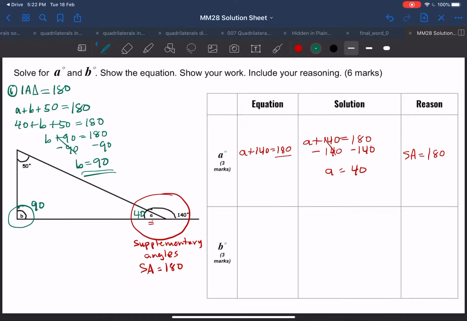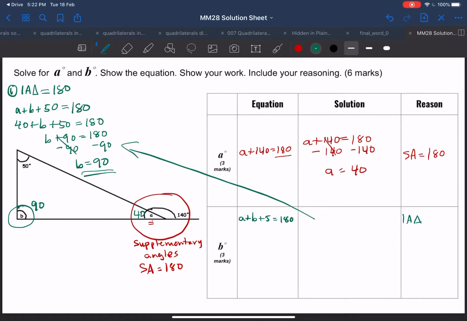It needs to be said in the instructions, or there needs to be this right angle sign. If none of those three are present, then you cannot assume that it is 90. I just want to make that very clear. So this is proof 1: A plus B plus 50 equals 180 because of internal angles of a triangle. And there is your solution.